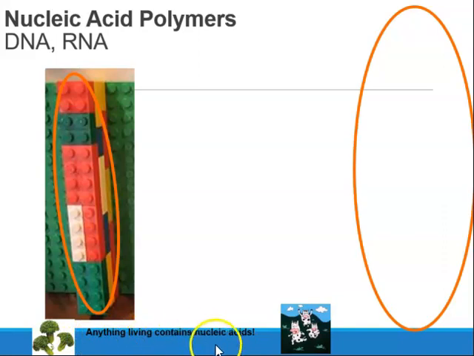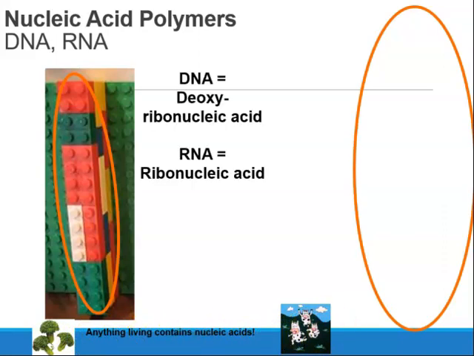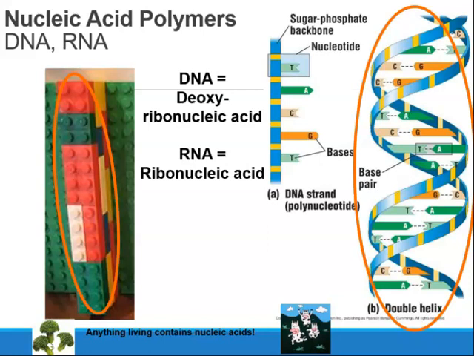We also know that anything living contains nucleic acid. So DNA stands for deoxyribonucleic acid, whereas RNA stands for ribonucleic acid. So again, it depends upon the 5-carbon sugar. So we can see the polynucleotide.